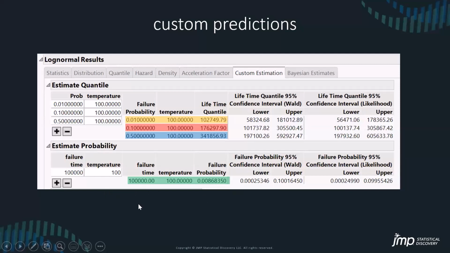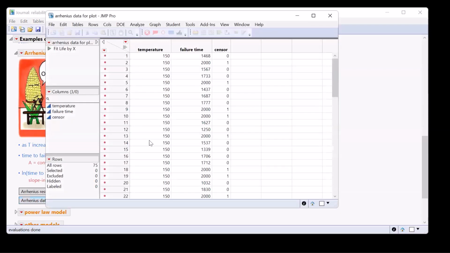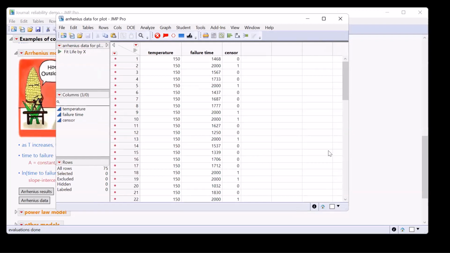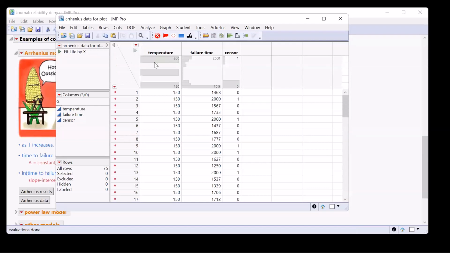Okay. So I'm going to walk through how I would do an Arrhenius analysis. So here's our data table, and I can take a look and see what the spread in my data is. And I have my three temperatures. I have 150, 175, and 200 degrees C. And I have my failure times, and that goes anywhere between 10.5 hours and 2,000 hours. Again, remember, we're clipping at 2,000. We're stopping the test at 2,000 hours.